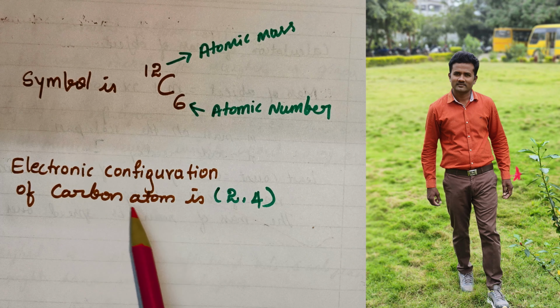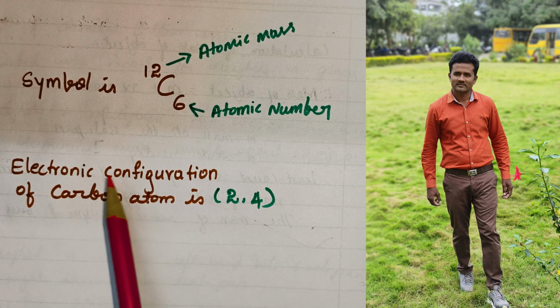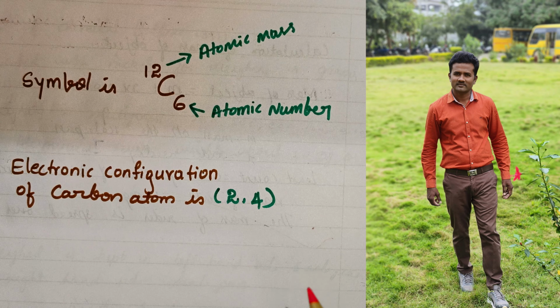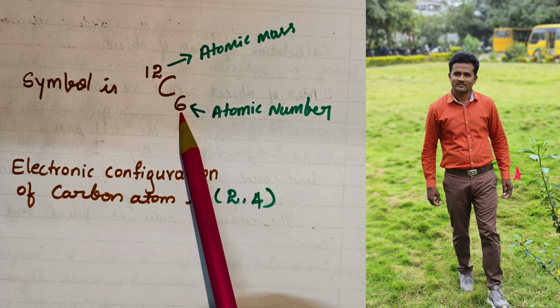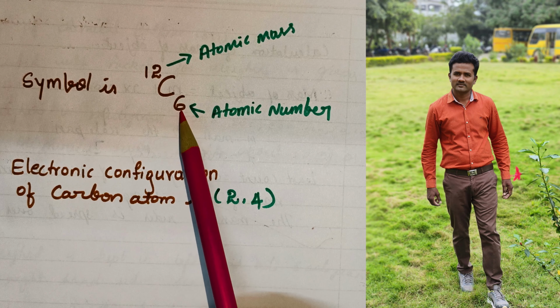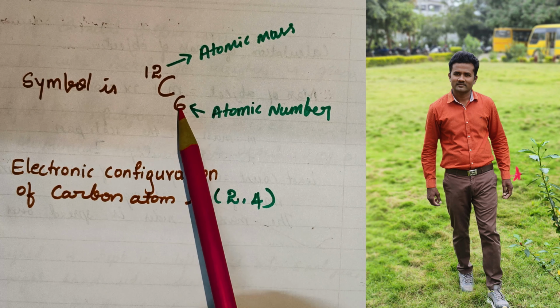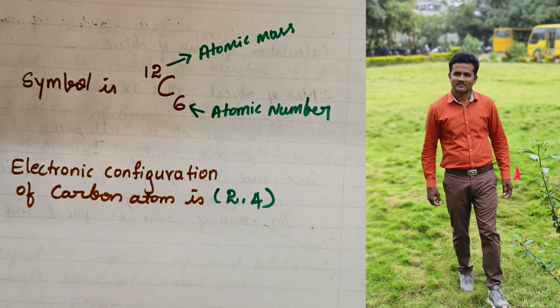The electronic configuration of the carbon atom is 2, 4. Electronic configuration is nothing but distributing the electrons into different shells. Shells are also known as orbits. Now you can observe that the atomic number of carbon is 6, so it contains 6 electrons and 6 protons. Any atom contains equal numbers of protons and electrons.